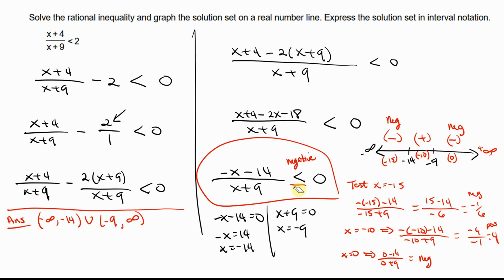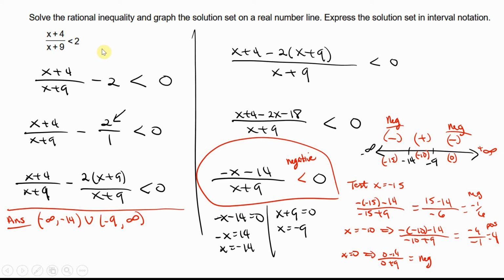Now, if it had less than or equal to, it would be a bracket on the negative 14, but it would still be a parenthesis at negative 9, because that negative 9 is in the denominator, and the denominator can never equal 0, right? So if this expression is less than 0, you look for the negatives. If it was greater than 0, that would be positive, and you'd look there. That'll be your answer. Does that make sense?